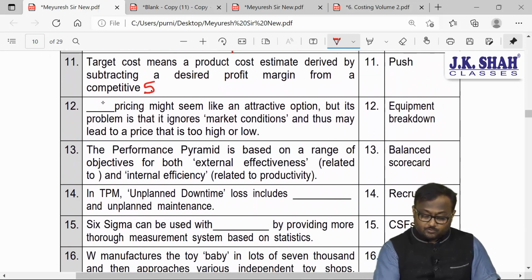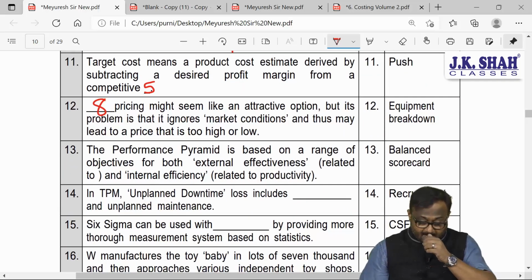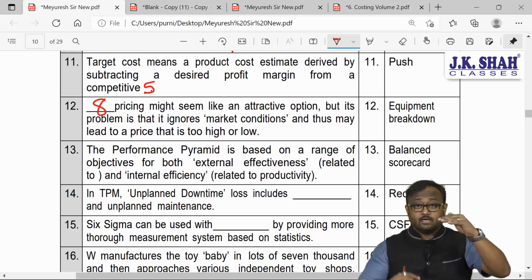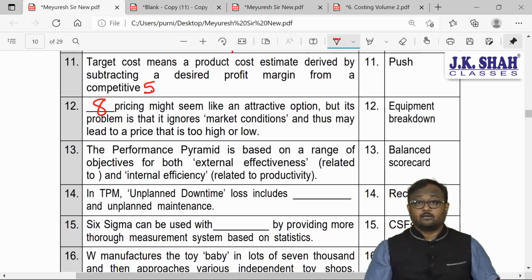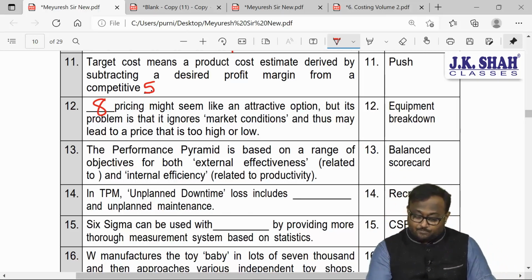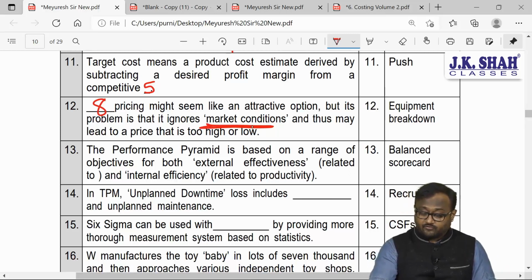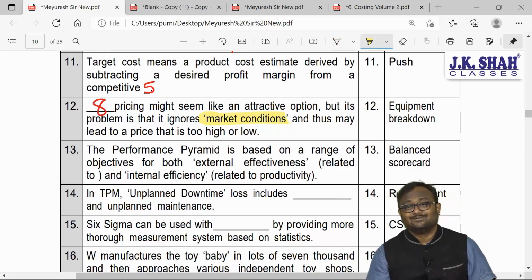You must be talking about cost plus pricing. I'll tell you the reason. If cost is high, cost plus profit will be further higher. If cost is low, cost plus profit will be lower. So basically, it looks like an attractive option, but you're not considering market conditions. What if you have an opportunity of earning more profit, but you can't encash because your cost is low?